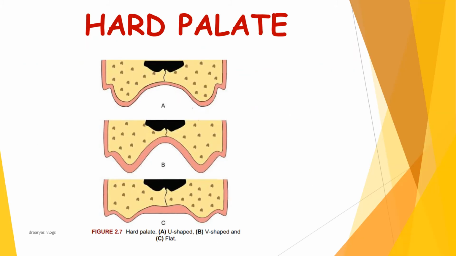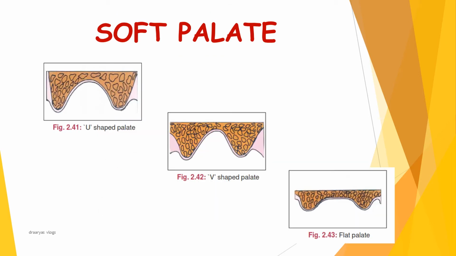Coming to hard palate, it is classified into U-shaped, which provides good retention and stability, V-shaped, which provides least retention, and flat, it provides poor retention and stability. Soft palate, U-shape, it is ideal for both retention and stability. V-shaped, retention is less as the peripheral seal is easily broken. And flat, reduced resistance to lateral and rotatory forces.